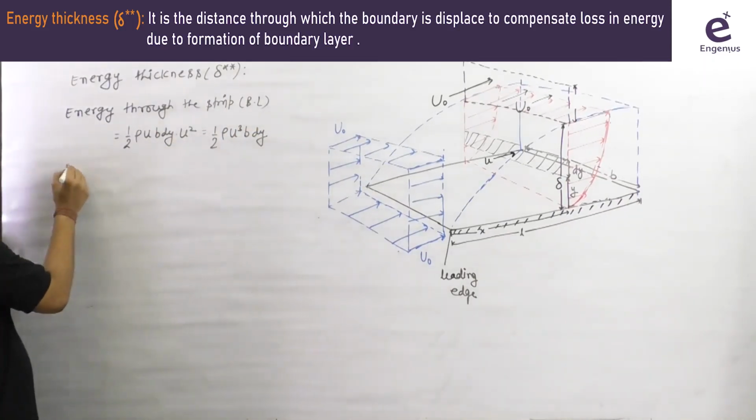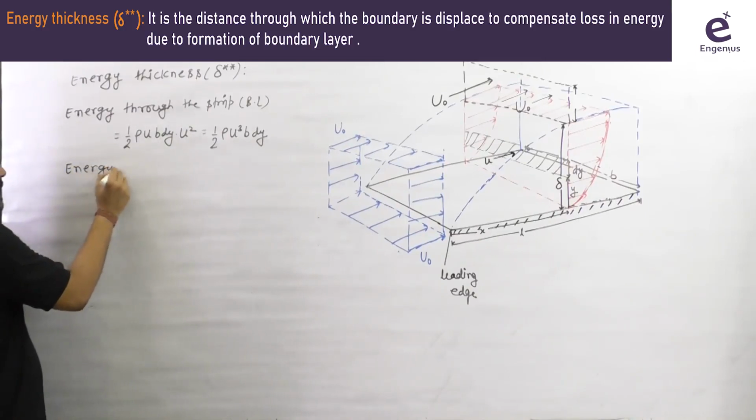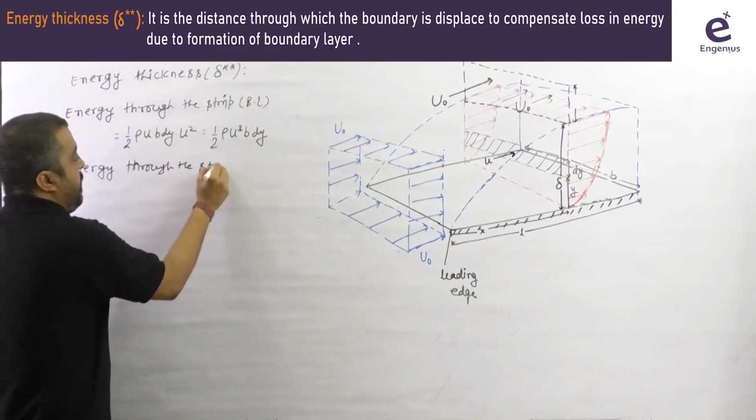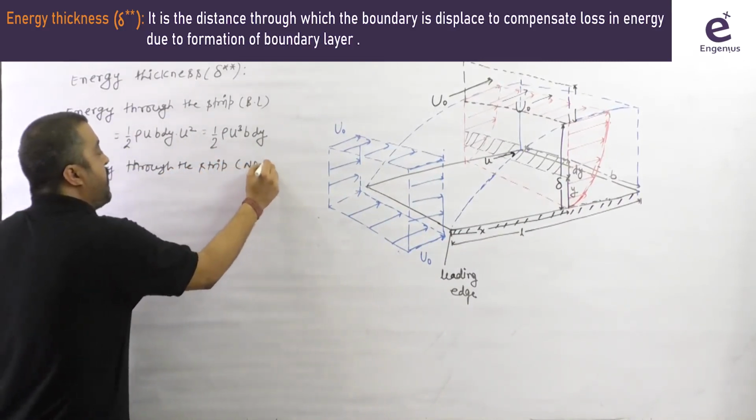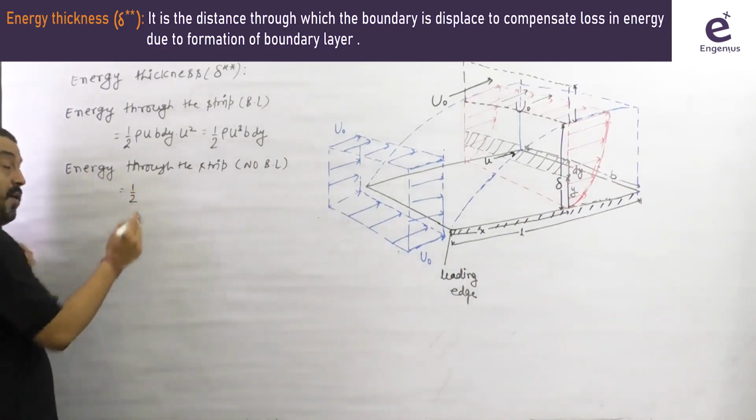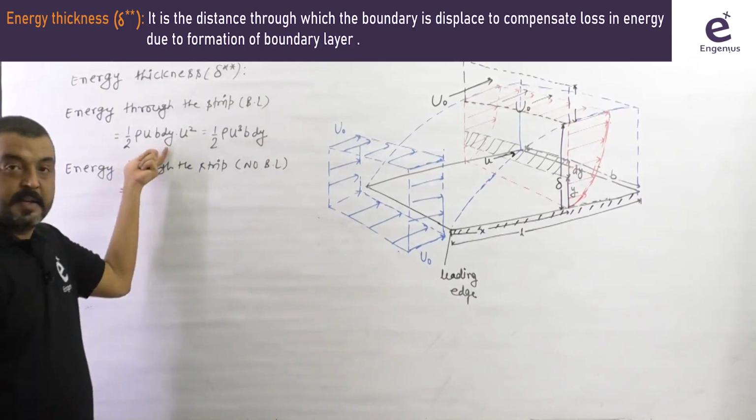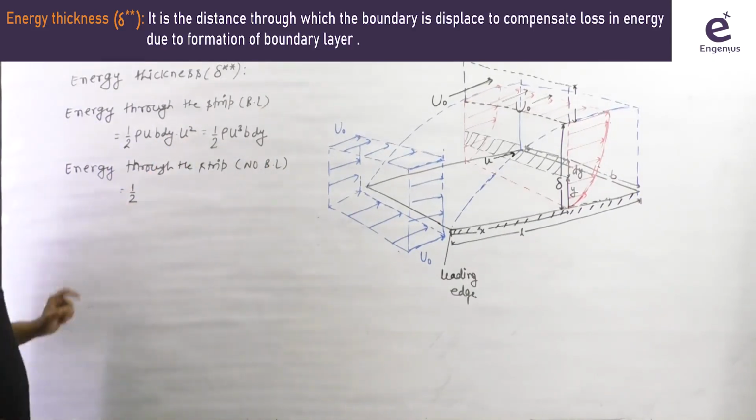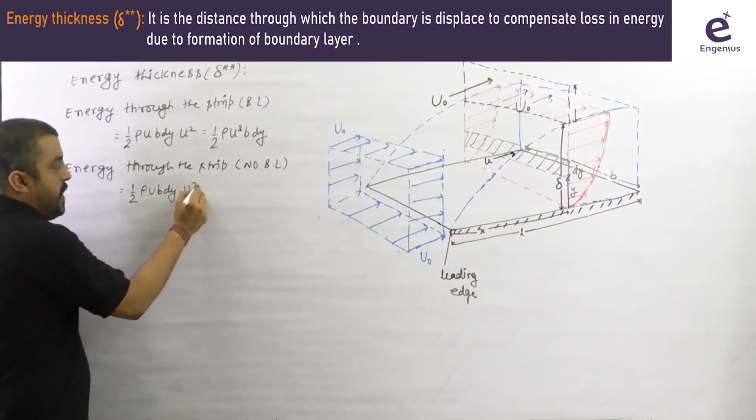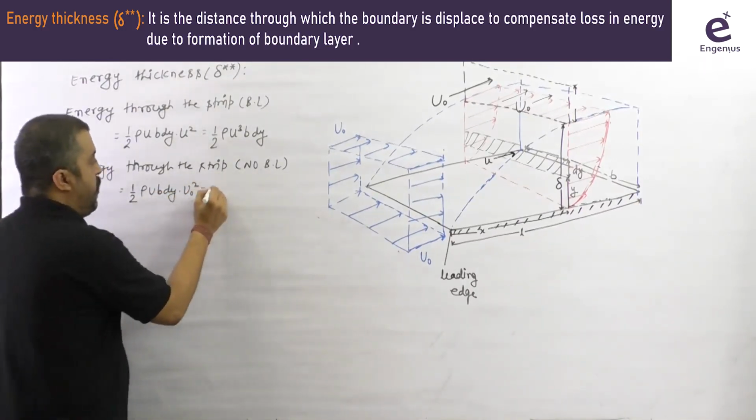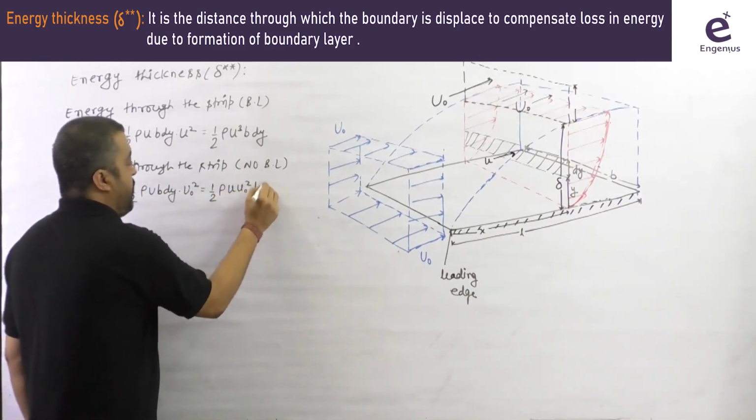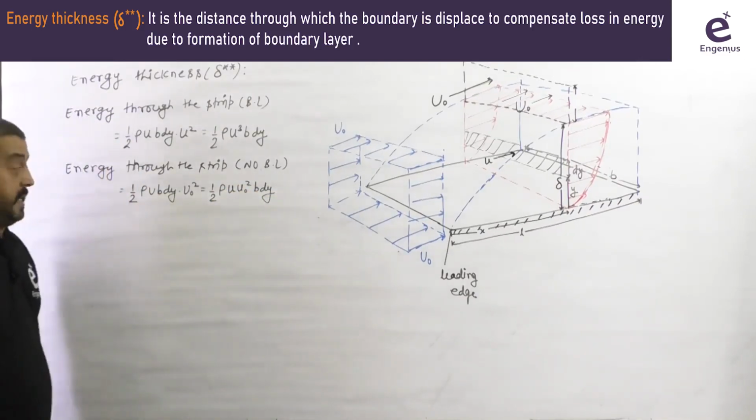Now energy through the strip when there is no boundary layer, meaning the plate is absent, there is no plate here. In that case, like momentum, we take the same mass but with the velocity u naught. So we take 1/2 rho u b dy into u naught square. So this becomes 1/2 rho u naught square b dy. Okay, so this is the case here.